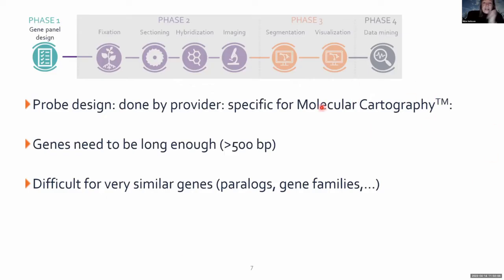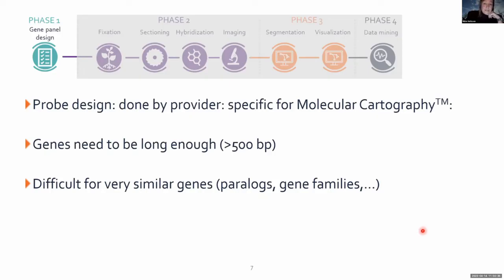In the case of molecular cartography, the genes need to be long enough, so it's impossible to look for small RNAs because they want to tile the probe, so they have a stretch of about 500 base pairs that is specific. And for the same reason, it's very difficult to discriminate between similar genes. So if you have genes which have close paralogs or are part of gene families that are very conserved, then also they fail to make you specific probes against this.